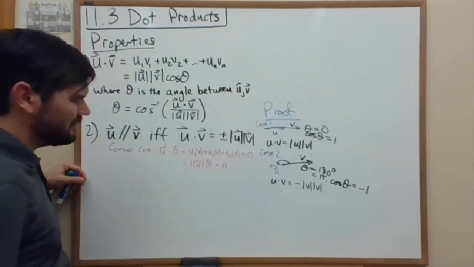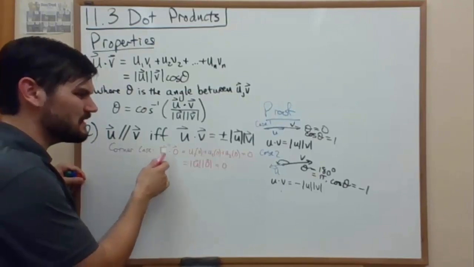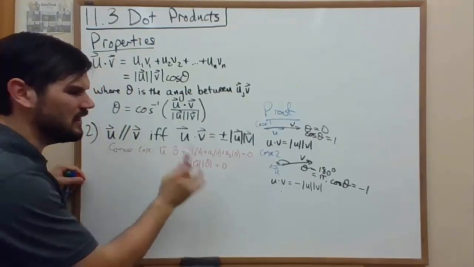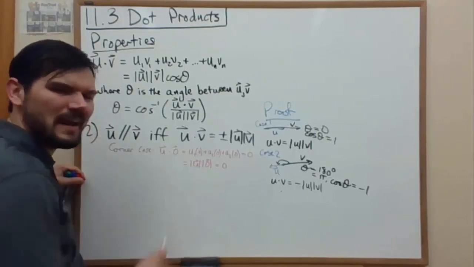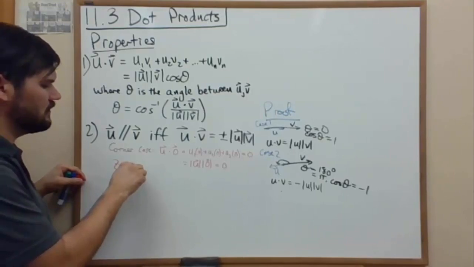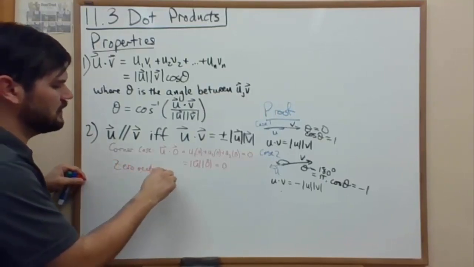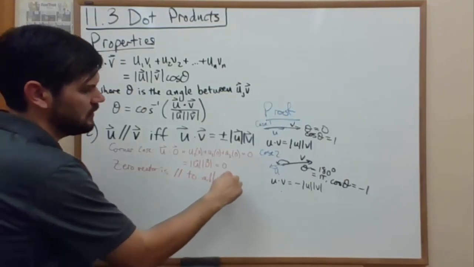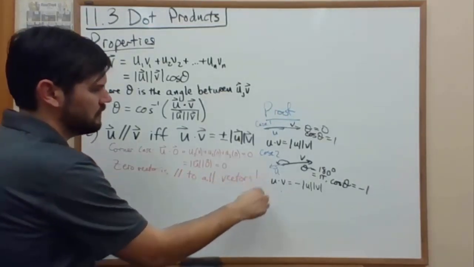So, the dot product of 0 and any other vector is always equal to the product of the two magnitudes, which means the 0 vector is parallel to all vectors.